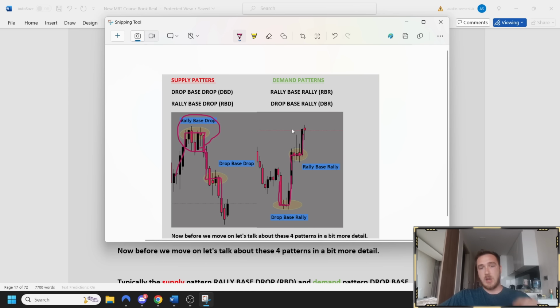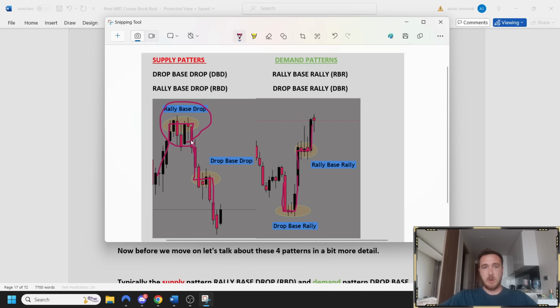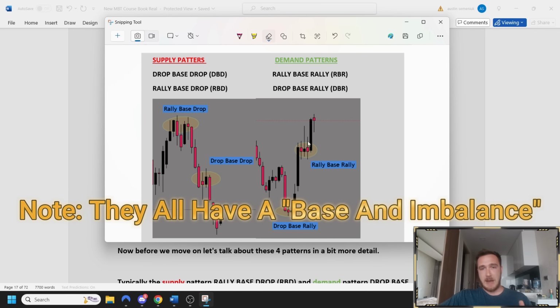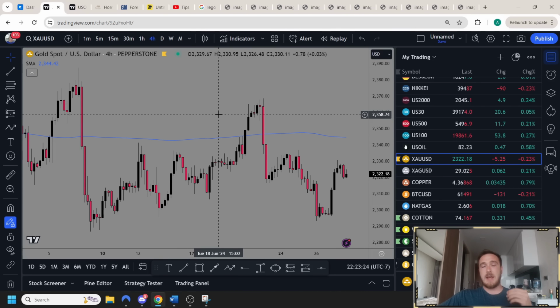Now note, the reversal patterns, which are typically the rally-base-drop and the drop-base-rally, tend to be higher quality than the 2 continuation patterns, which are the drop-base-drop or the rally-base-rally. We will talk more about this in depth, but those are the 4 patterns that we need to be looking for. But how do we draw them out? Because we need to go to a chart and locate them. Like I said before, these big money institutions leave footprints in the market.